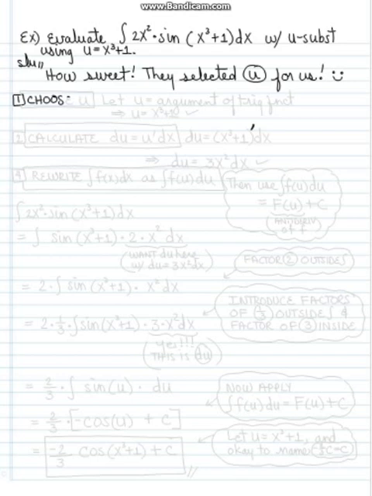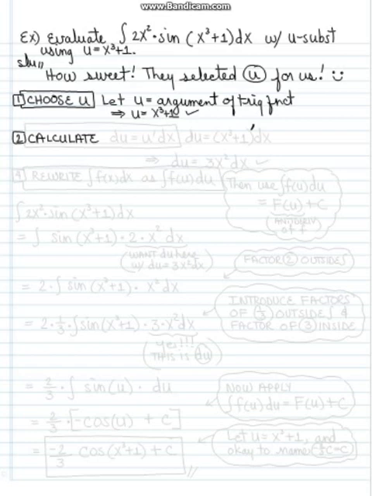Step 1, choose u. We already chose u. It was given to us. Let u equal the argument of the trigonometric function they gave us. That's what we're actually doing here. So u is equal to x cubed plus 1.